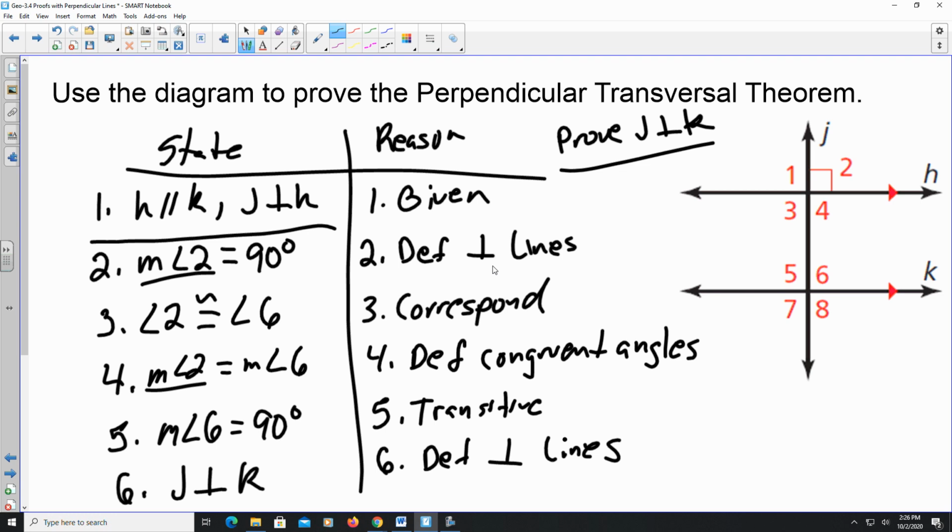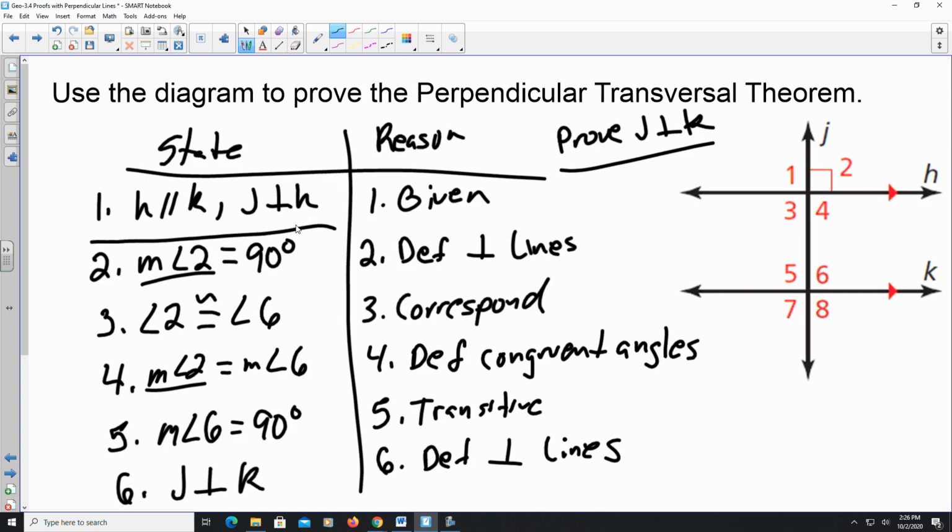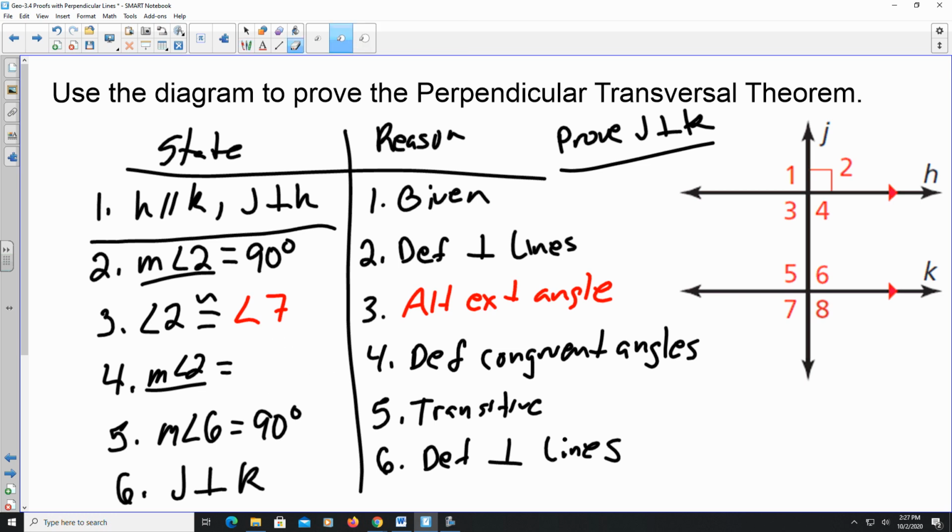No, alternating exterior angles, sorry. So you're going to use alternating exterior angles. There'd be a couple of differences. First, instead of it being angle 2 is congruent to angle 6, here it would be angle 2 is congruent to angle 7, and that reason would be alternating exterior angles. Then you would put in that the measurement of angle 2 is equal to the measurement of angle 7, still the definition of congruent angles.